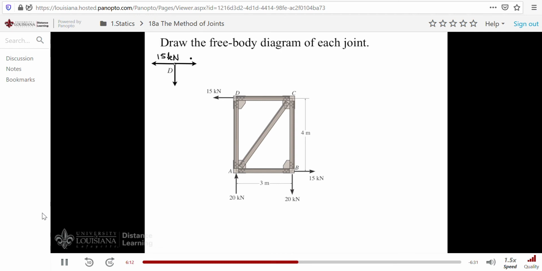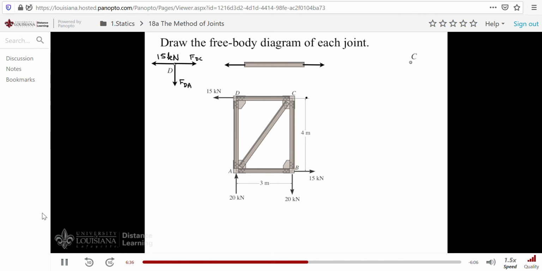We have the unknown force in member DC. And of course, we don't know the force in member DA. Now here, the force is pulling on the joint, so therefore the member DC will be subjected to tension, as you can see here. This force, of course, is F of DC, and so is this one.